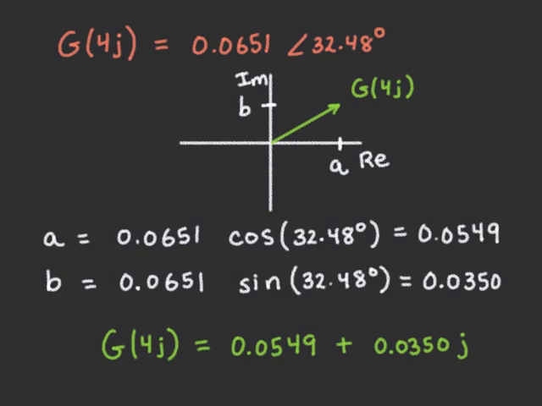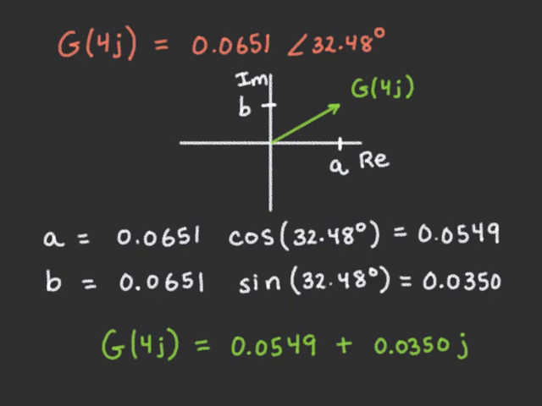And we can draw this in the complex plane as shown here. We can find the real and imaginary parts of this complex number. All we have to do is take the cosine of the phase angle and multiply it by the magnitude in order to find the real part, and the sine of the phase angle multiplied by the magnitude to find the imaginary part. So g of 4j is equal to 0.0549 plus 0.0350j.